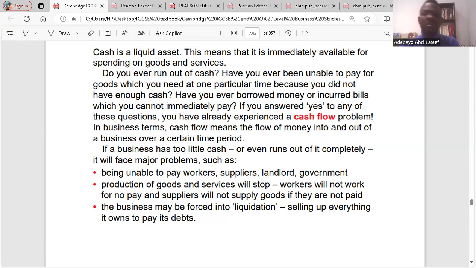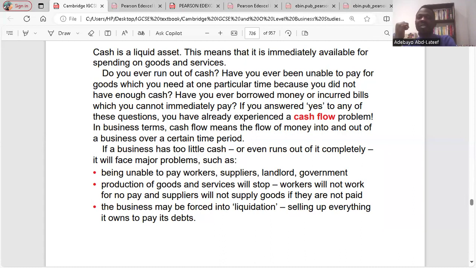Number one, being unable to pay workers, suppliers, landlords, or government. You won't be able to pay taxes. You won't be able to pay your landlord for rent. You won't be able to pay your suppliers. You won't be able to pay your workers for their wages or salary because you're out of cash. Two, production of goods and services will stop. Inasmuch as you are unable to pay your workers, they will stop working.